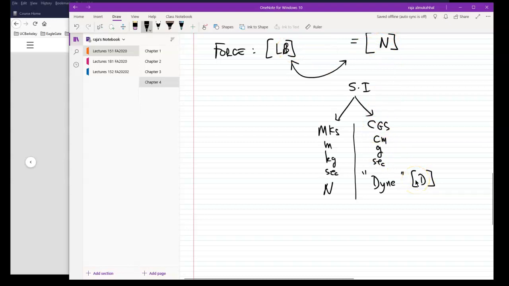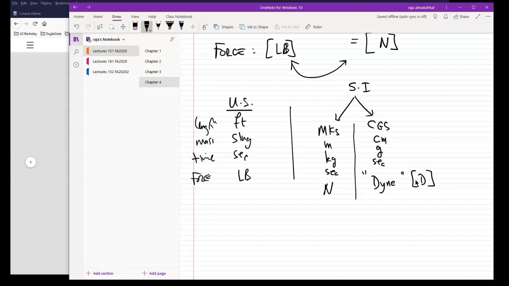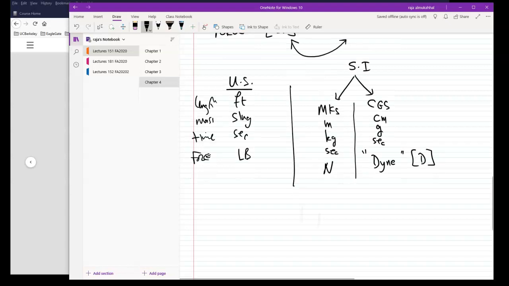Now, if you're an American engineer, US, which basically will be feet for length, slug for mass, correct? And the time is second, the same thing for time. Well, what about the force? As we said, it is the pound. You see what I'm saying? See the differences? Okay. Anyway, all right, moving on.